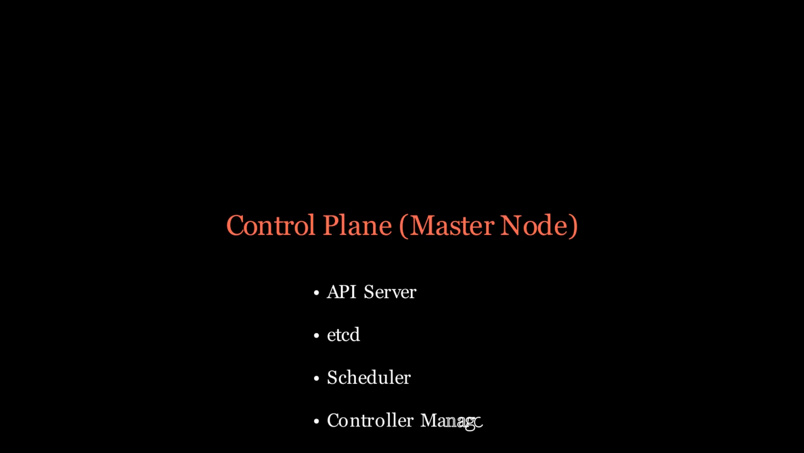Let's start with the control plane, also known as the master node. This is the brain of the Kubernetes cluster, responsible for managing the entire system. The control plane consists of several key components that work together to manage the cluster state. Let's look at each one.